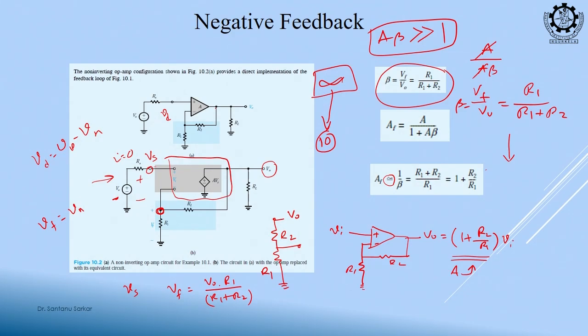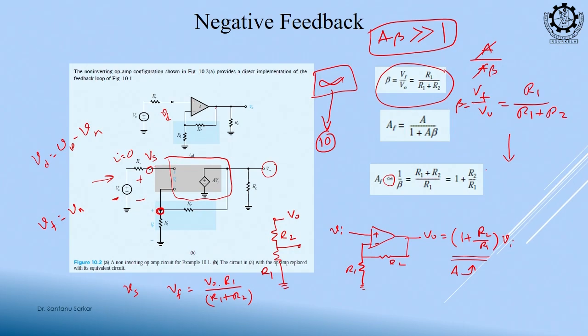Okay. But that is not a true expression. In the true expression, some A component will be there, but we are neglecting it considering our ideal open loop gain is very large. But if it is not true, then in this equation some component of A will come. Okay. Clear, up to this clear?